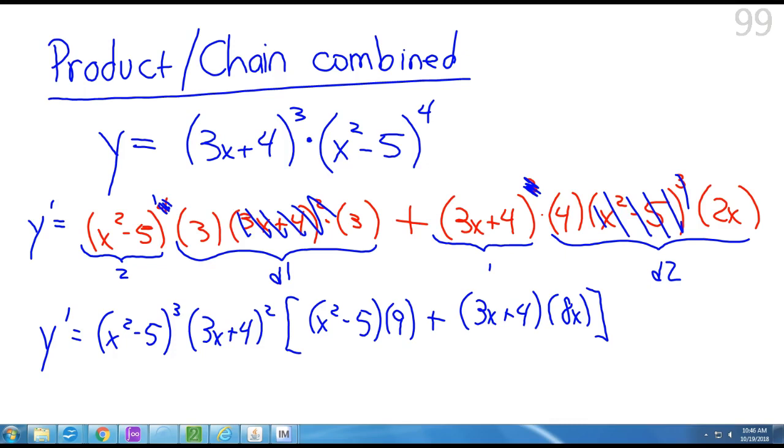And if I were to distribute now, if I took this and multiplied it by this x squared minus 5 times 9, wouldn't I get all this? And if I took this and distributed to here, I would get all that. So that's what we're doing. We're just distributing them backwards. And now I have one term. I'm not done simplifying yet, but I have one term. It's all just one giant multiplication problem.